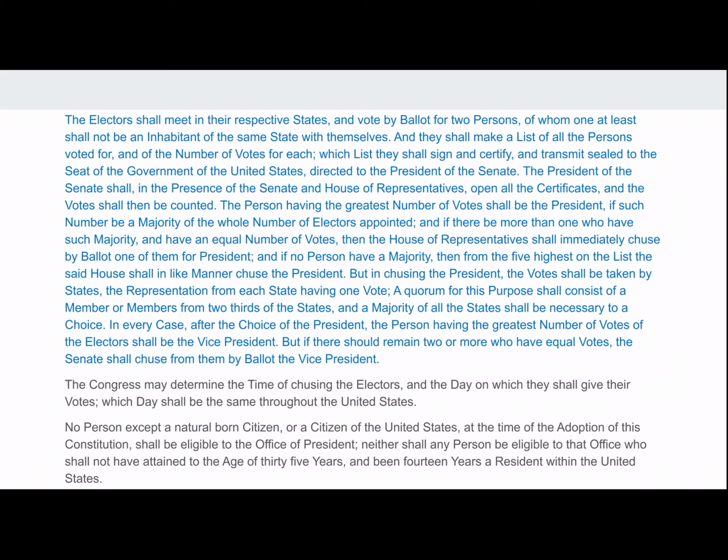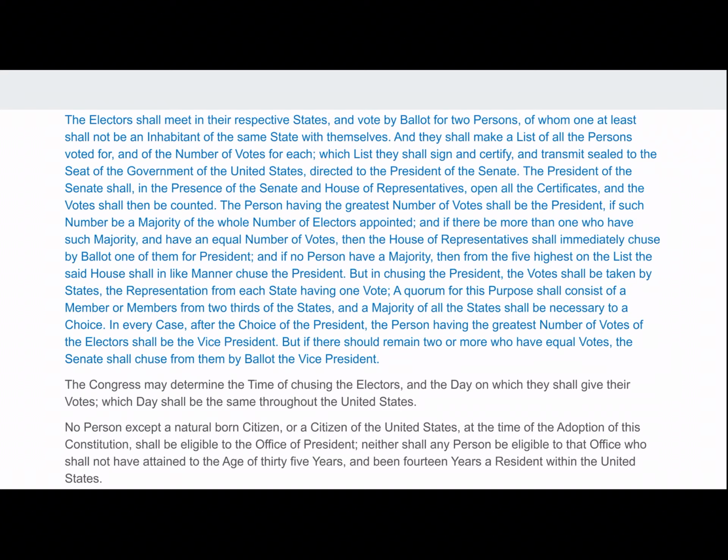So it's basically saying you have to be a U.S.-born citizen, or you have to be a citizen at the time of the adoption of the Constitution. Martin Van Buren was one of our presidents who was an immigrant, and he made it to the United States before the Constitution was adopted and then got elected.